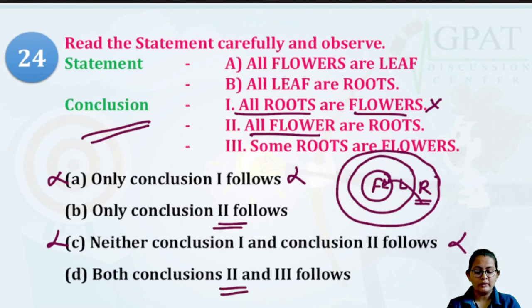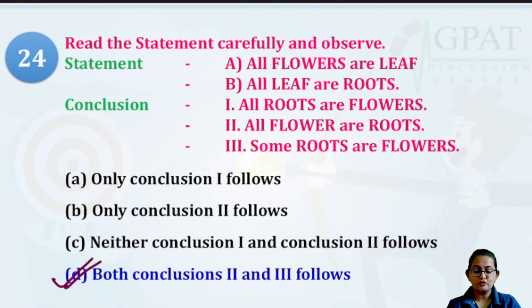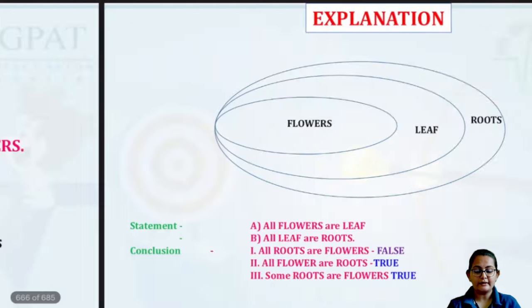So 2 is true. Then what it is telling in the third conclusion: some roots are flowers. Okay, some of the roots can also be flowers. That is also true because the portion of root which is coming inside the flower can also be considered as flower. That's why both of them can be related. We can tell this also. So both conclusion 2 and conclusion 3 are followed.